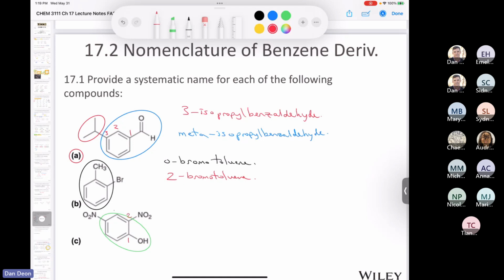So I'm going to go 1, 2, 3 in a counterclockwise fashion. So I have 2, 3 dinitro. No, sorry, 2, 4. My mistake. 2, 4 dinitrophenol. Okay, there you go.